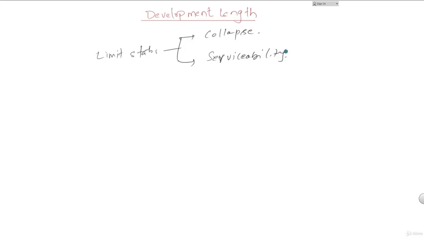So limit state of collapse says that your structure should be strong enough to take the loads that are acting on it. And the limit state of serviceability says that not only your structure should be strong, it should be serviceable. For example, if this is your slab over here, and let us assume that we have designed it as per limit state of collapse, and it is strong to take the load that acts on it.